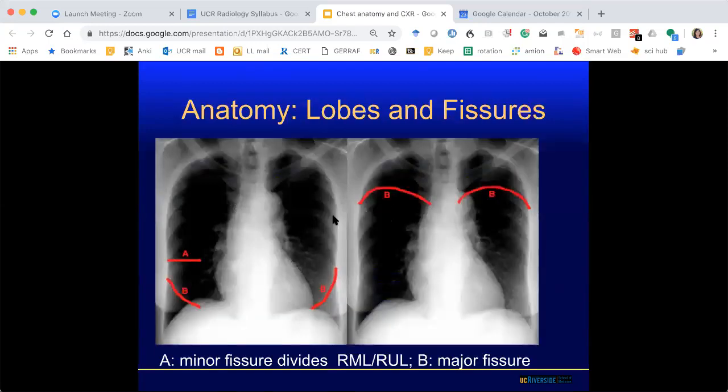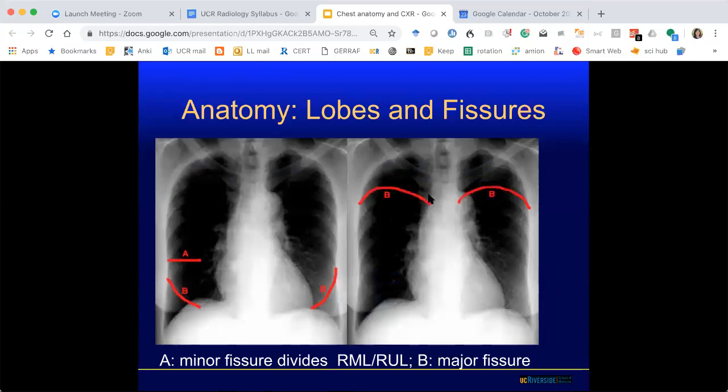Okay, so the right and left lung have lobes. How many lobes are on the right side? 3. Good. And how many on the left? 2. Good. I like the sound. It makes me feel less alone.